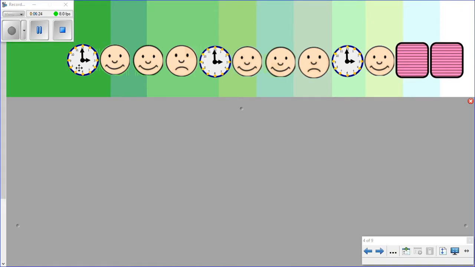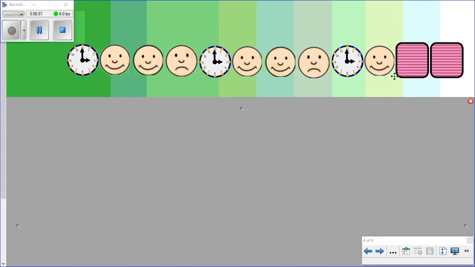So here we have a clock. Happy face, happy face, sad face. A clock, happy face, sad face. Happy face. Oh my goodness, I'm making a mistake. This isn't a happy face. This is a clock. I am so silly. Clock, happy face.